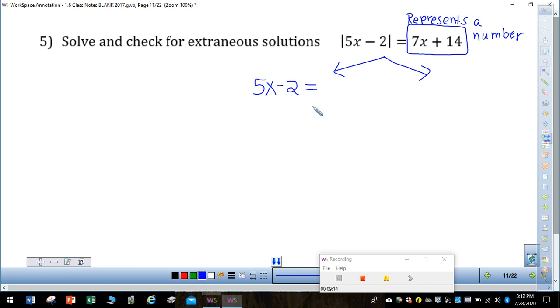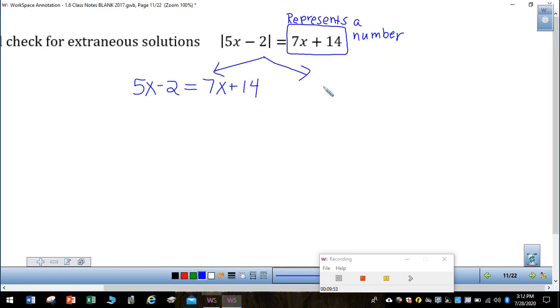So normally when we solve an absolute value equation, our first equation, we set it equal to the positive version of the number on the right-hand side. Well, the positive version of the number, we're just going to recopy it down, 7x plus 14. So that would be like, if it was a 10, that would be like positive 10. That's the positive version of that number.